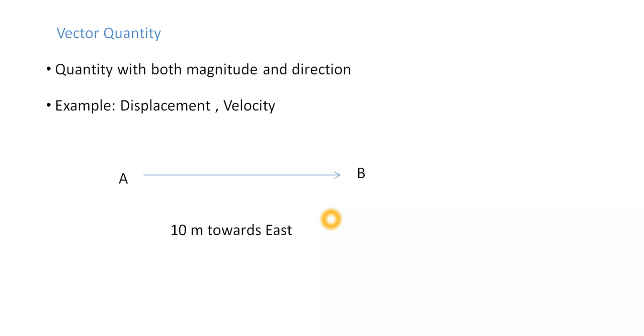So far in motion, what did we see? In order to describe motion, we need position, and in order to describe the position of an object, we take help of these two quantities, distance and displacement. Distance is a scalar quantity, the one having magnitude only, and displacement is a vector quantity, the one having both magnitude and direction. This was all about scalar and vector quantities and distance and displacement.